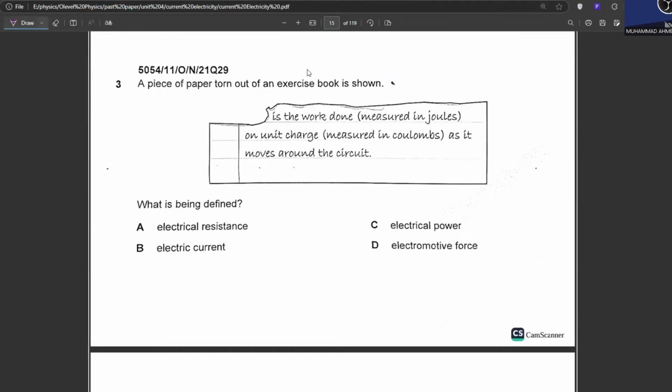Let's further move ahead. A piece of paper torn out of an exercise book is shown. Okay. Dash is the work done measured in joules as unit charge measured in coulomb as it moves around the circuit.